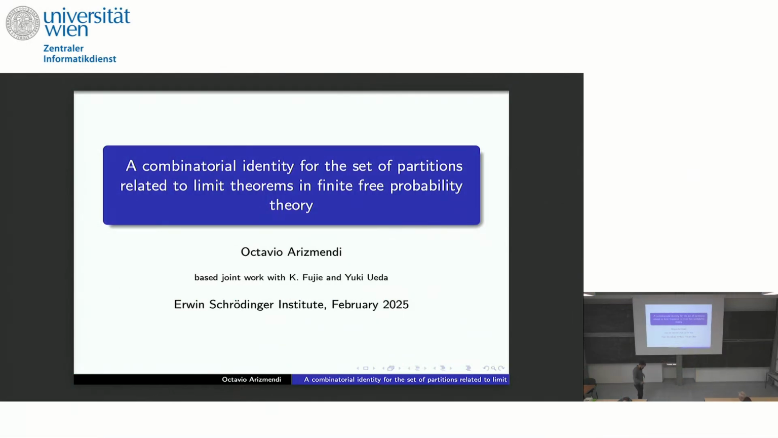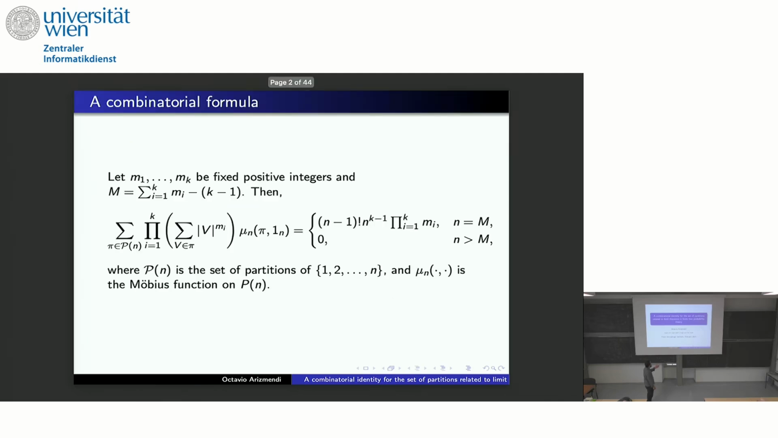So I will talk about some identity which actually involves partitions, but appeared from this theory of finite free probability, where in the limit typically we have non-crossing partitions. So this was a little bit of a surprise. So I will explain, let me just put this identity.